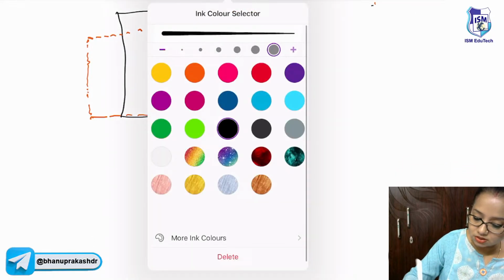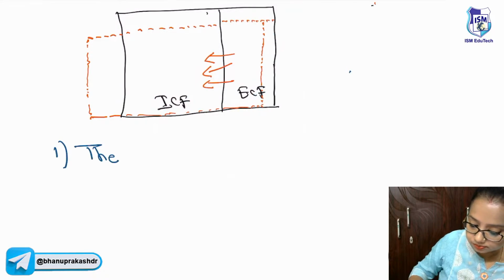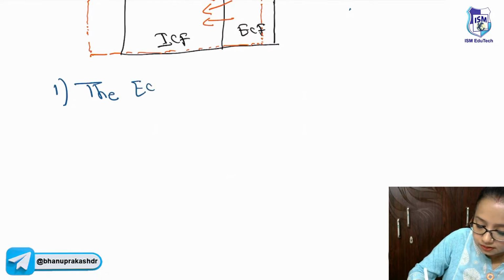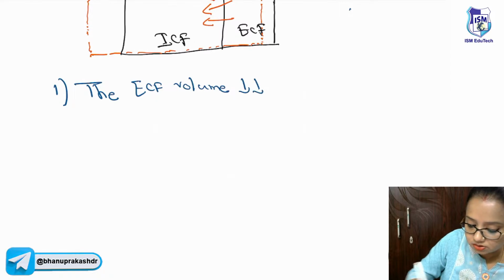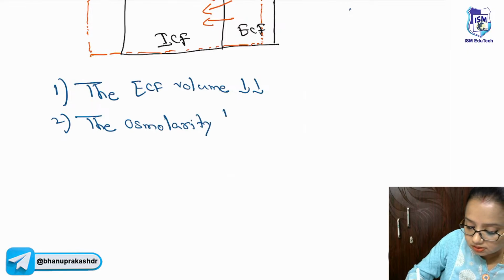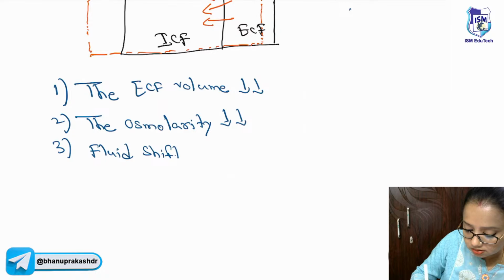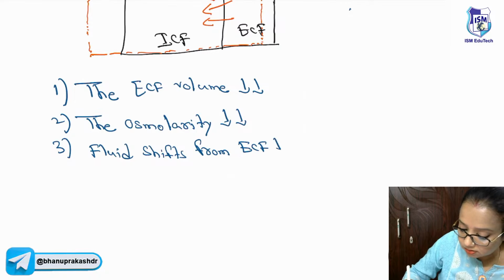So, if we write it down, it stands out to be: the ECF volume decreases, the osmolarity decreases. Okay. Fluid shifts from ECF to ICF.